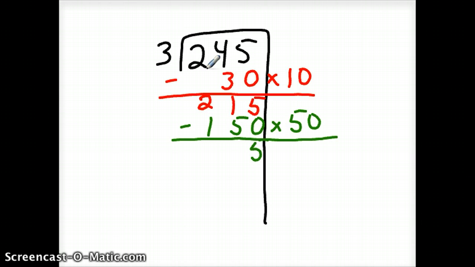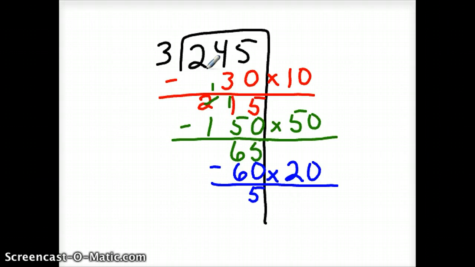When I do, I'm left with 65. Now, again, using my knowledge of powers of 10, I know that 2 times 3 is 6, so 20 times 3 is 60. Now I have 65, and if I take 60 out of that 65, I'm left with 5.